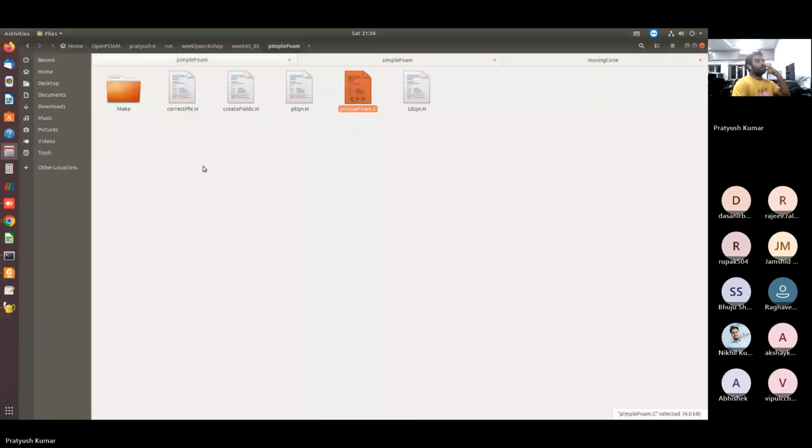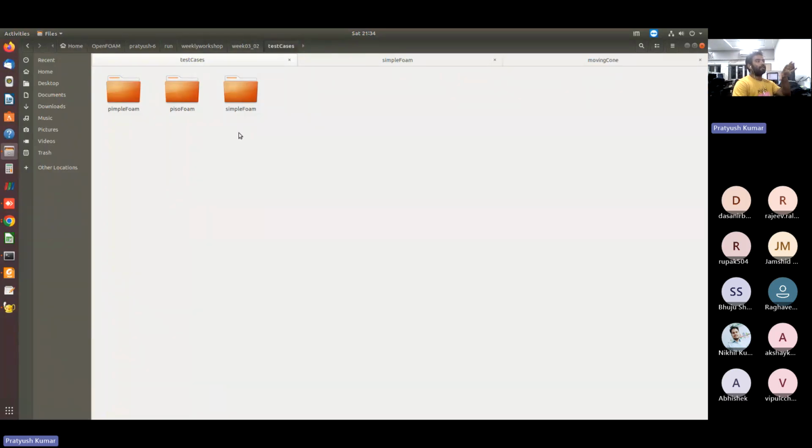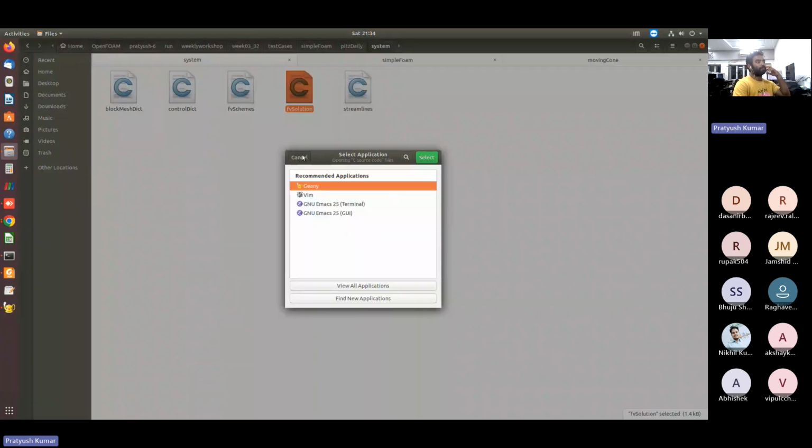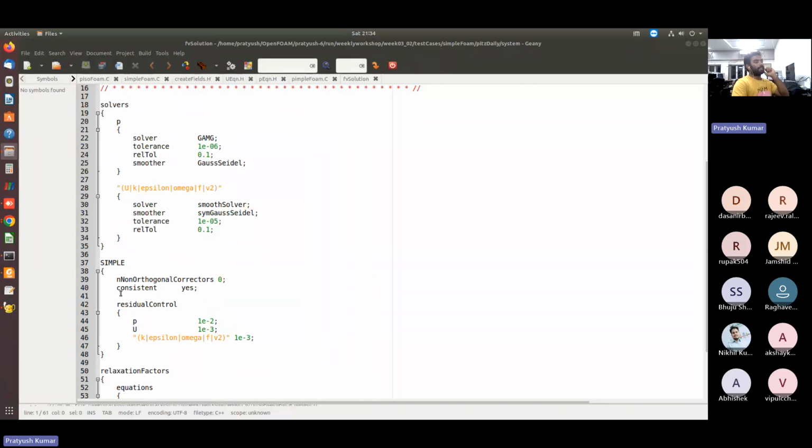Okay, so if we see the test cases, then you can see how the test cases are different for the different algorithms. So if you open the simple form and go to the fvSolution folder, you can see here that there is no outer corrector given for the simple form. Here only the corrector is given for the orthogonality. If your mesh has some issue related to the orthogonality, then you are going to give some values here.